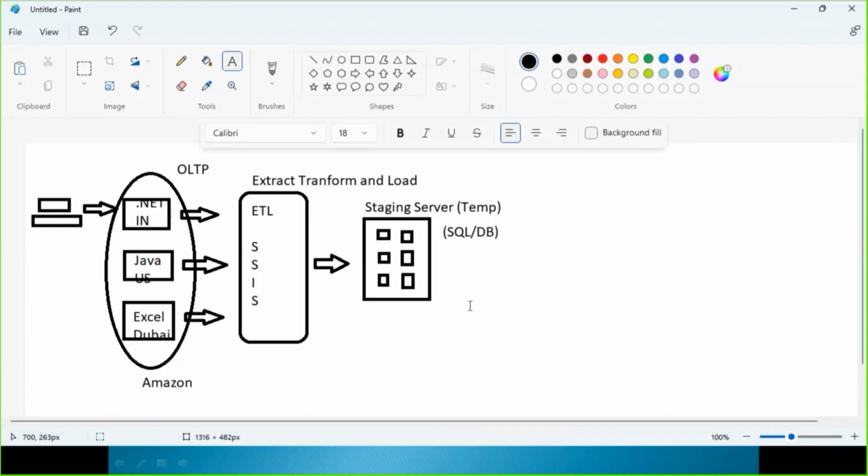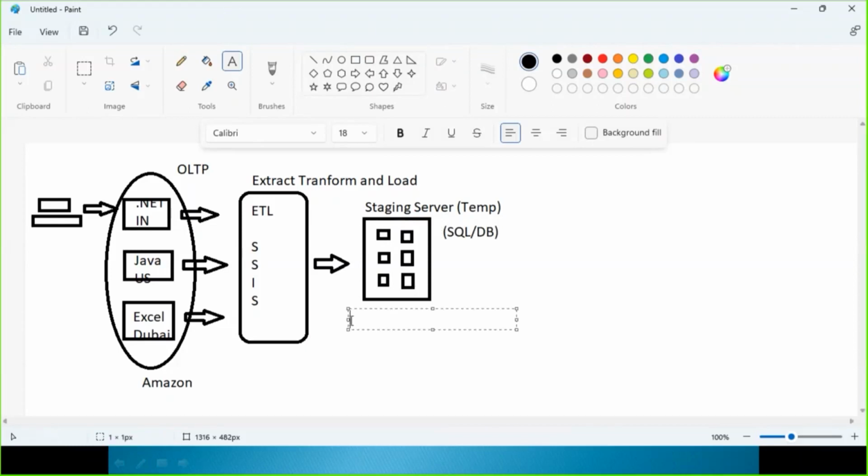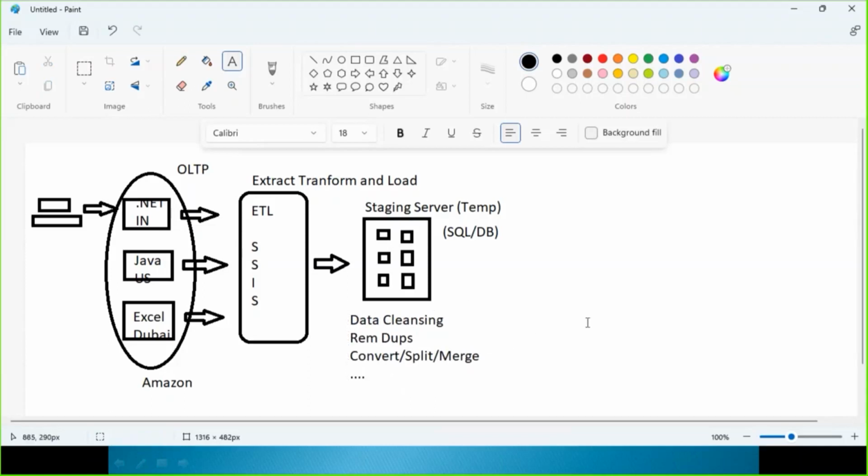So all the data will be loaded into the one server. The server is called a staging. Staging means a temporary. What you do here? You are going to be cleaning the data, or it is called cleansing. Data cleansing is going to be happening. So what is the meaning of that? You remove duplicated data. If you have dupes, that has to be removed, or you convert some data, or you split some data, or you wanted to merge some data, whatever you wanted to do, you can do it. And my point is clean the data.